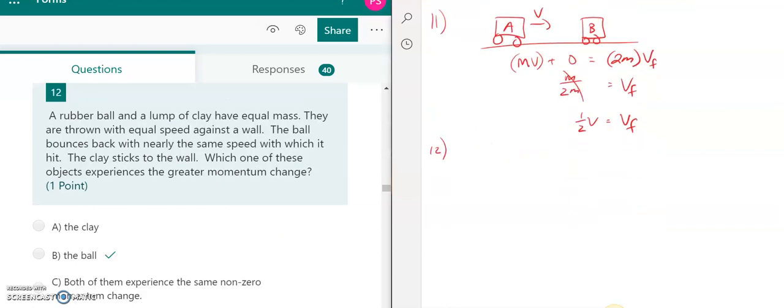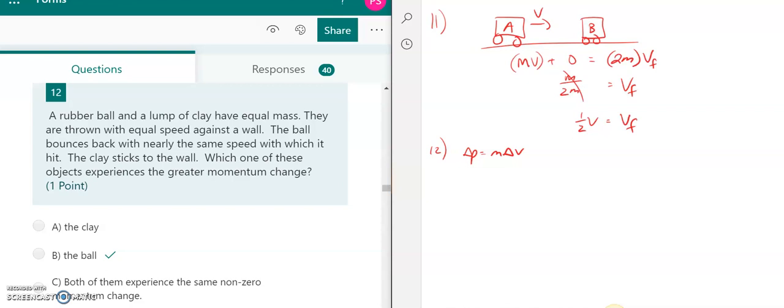Number 12, a rubber ball and a lump of clay have equal mass. They are thrown with equal speed against a wall. The ball bounces back with nearly the same speed with which it hit. The clay sticks. Which one experiences the greater change in momentum? So change in momentum is m delta v. So who had the biggest change in velocity is what you're looking at, because they have the same mass, the clay and the rubber ball. So who has the bigger change in velocity?